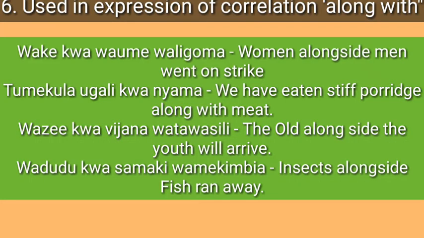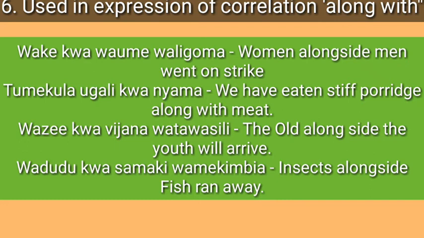Number 6, used in expression of correlation, along with. Example, wake kwa waume waligoma. Women alongside men went on strike. Tumekula ugali kwa nyama. We have eaten stiff porridge along with meat. Here people confuse with na. They will say tumekula ugali na nyama.